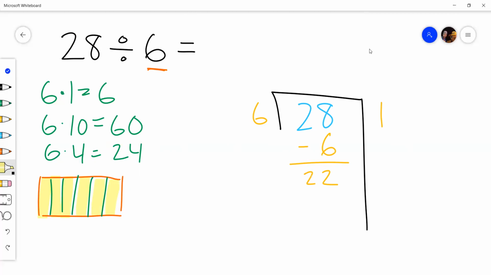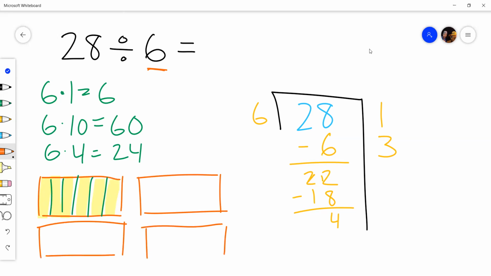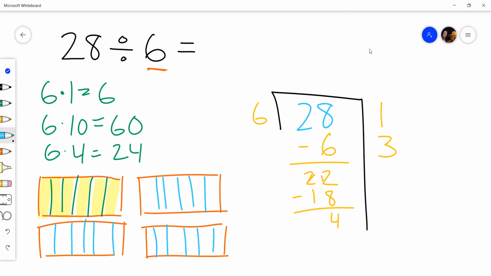Okay, now I'm going to do more. I just wanted you to see that, but I'm going to go a little bit higher. So let's see, 6 times 3 is 18. That's going to leave me with 4 left over. So I just did 3 groups of 6. 1, 2, 3, and I've got to make these 6s. Here's one group of 6, here are 2 groups of 6, and here's the third group of 6.